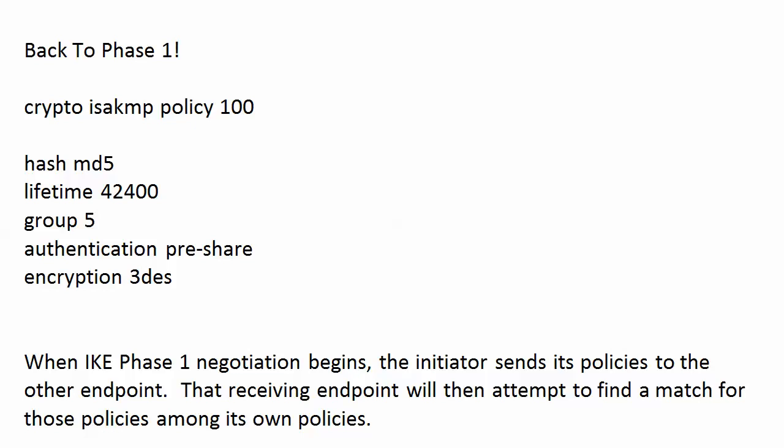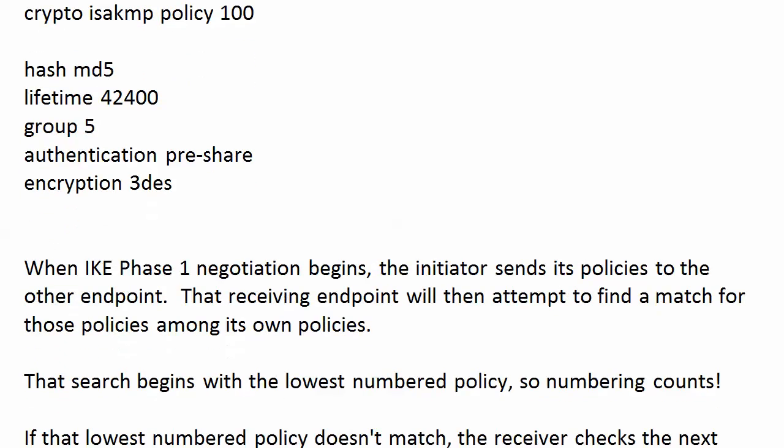And you can see the values that we're dealing with. They're certainly very familiar to us now. We've got hash set to MD5, lifetime 42,400, but we better know if that's seconds or minutes or hours. Sounds like seconds to me. Group 5, that's the Diffie-Hellman group. Authentication, pre-share, and encryption 3DES.